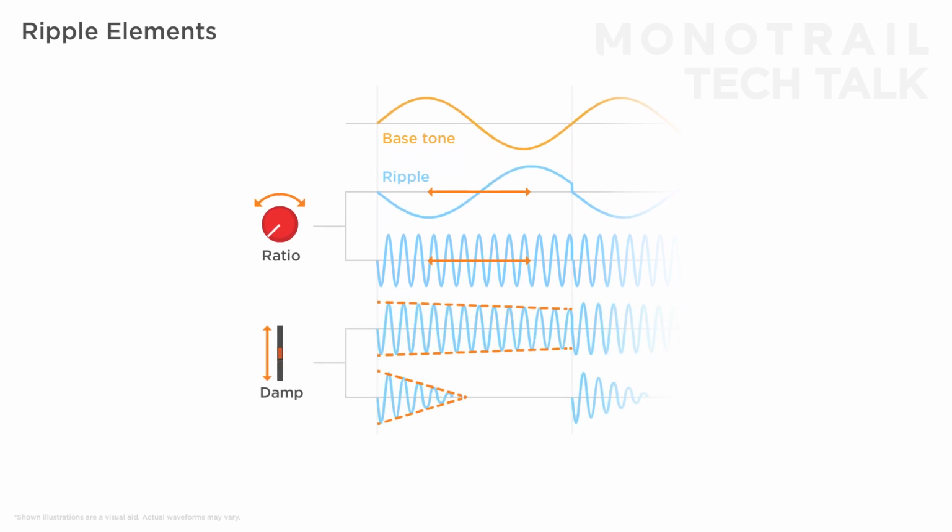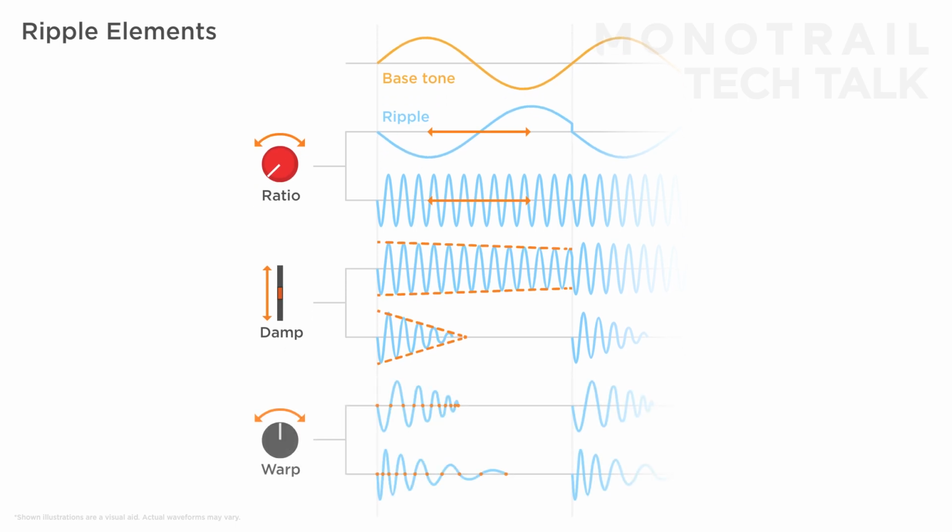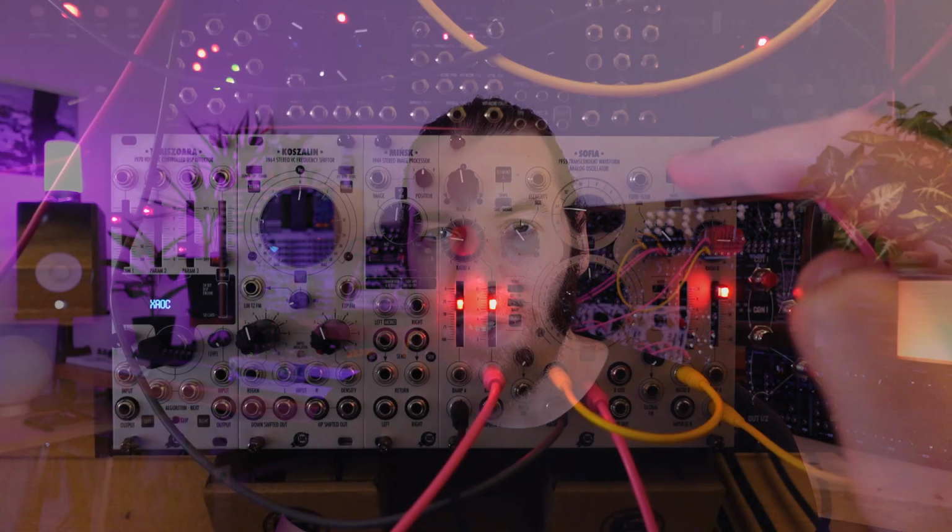Then you can set the damp, or how fast the influence of the ripple element on the core fades out. This can be hardly noticeable with just a subtle damp, or so fast it takes just a fraction of the core cycle. Finally, you can use a warp control to have the density or speed of the ripple element go up over time within a cycle, or slow down over time within a cycle. These ripple elements can add a huge amount of variation to the waveforms, and they have extensive modulation options.